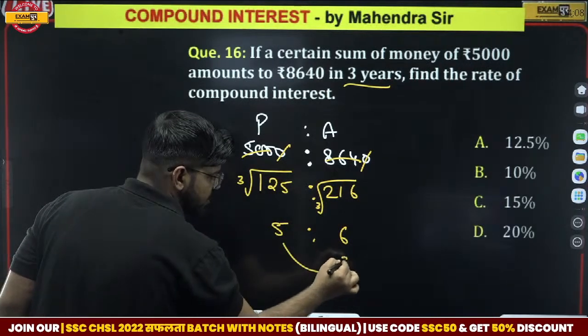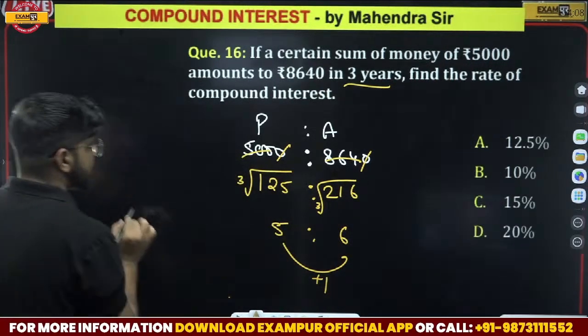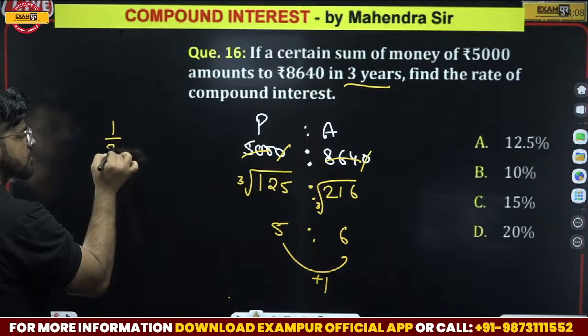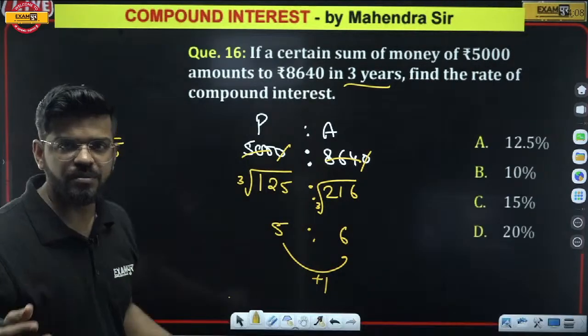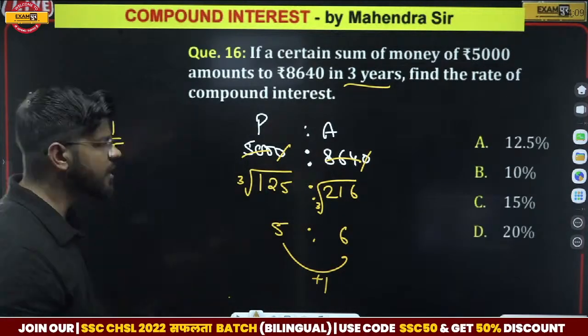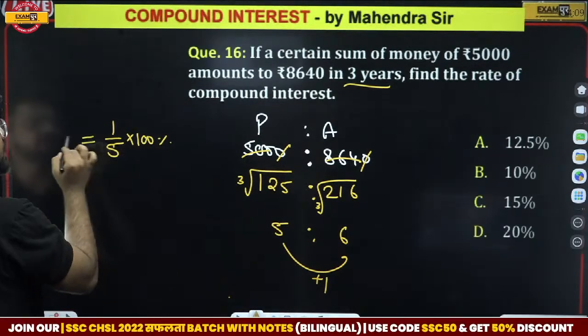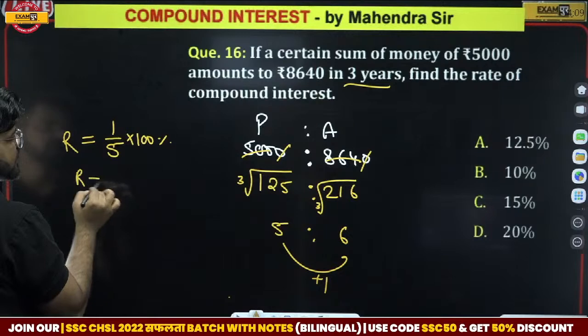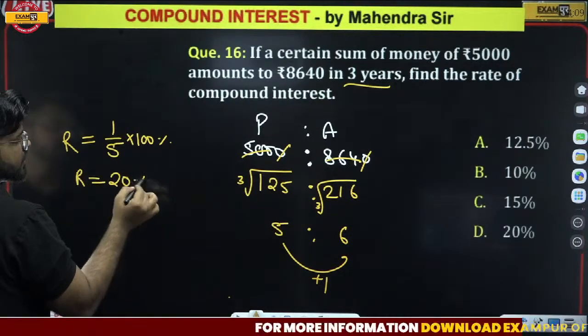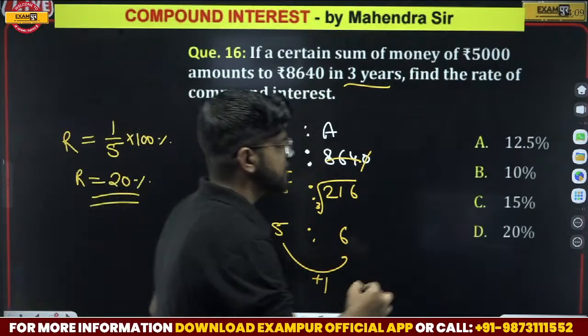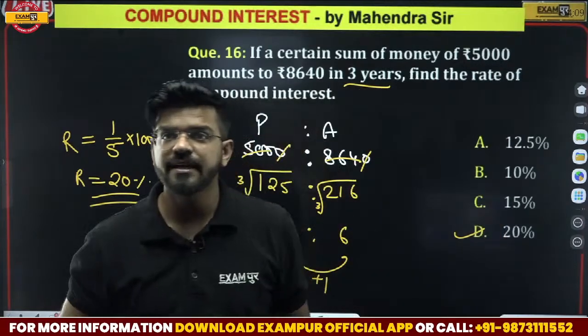So increment of 1 on 5. If you know what is 1 by 5, your answer is there. If you don't know, just multiply it by 100% and you will get the exact answer, which is nothing but 20%. Option number D is the right answer.